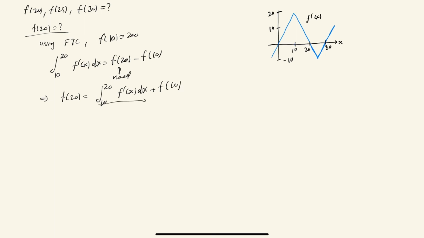The definite integral here is going to be from 10 to 20. So it's going to be this shaded region. Note, this is a triangle and it's above the x-axis. It's going to be half multiplied by the base, which is 10, multiplied by the height, which is 20. Then f of 10 is 200. That will result in 300. Therefore, f of 20 is 300.